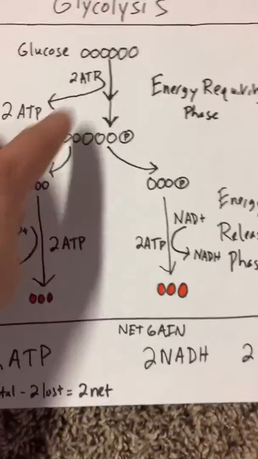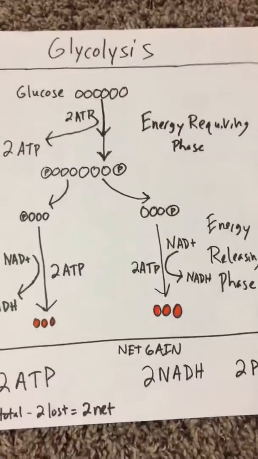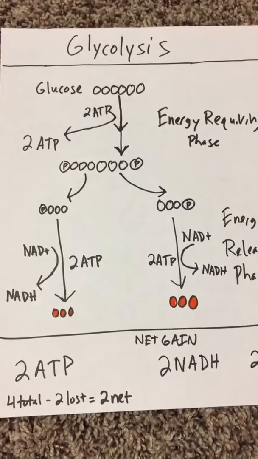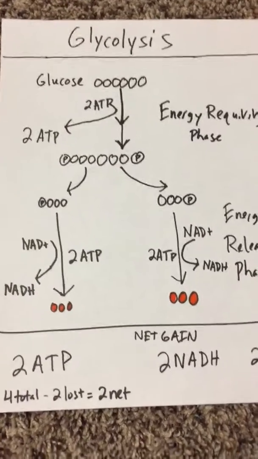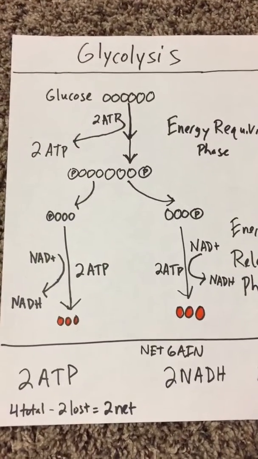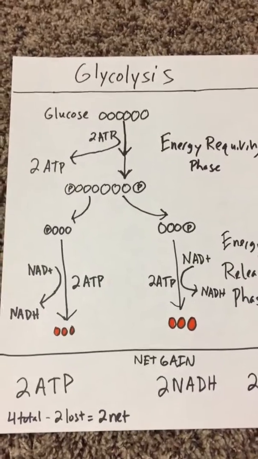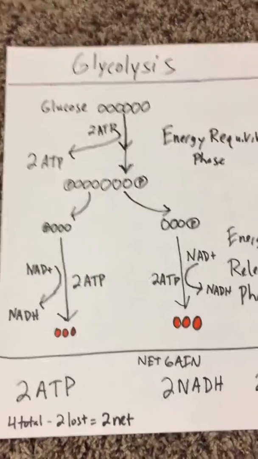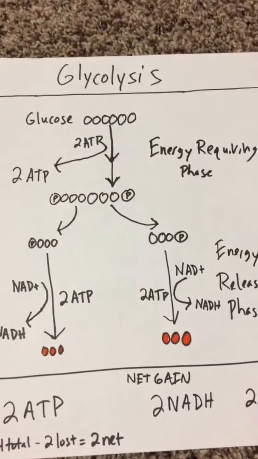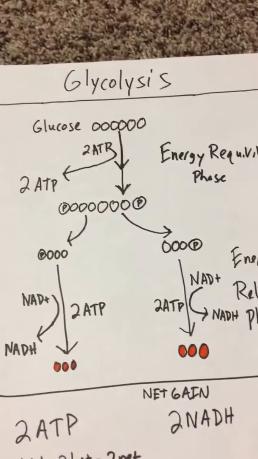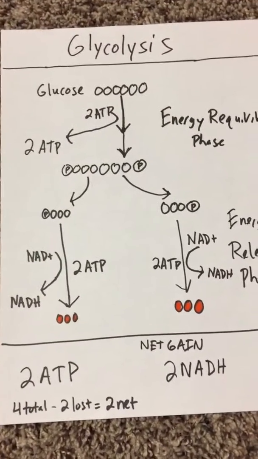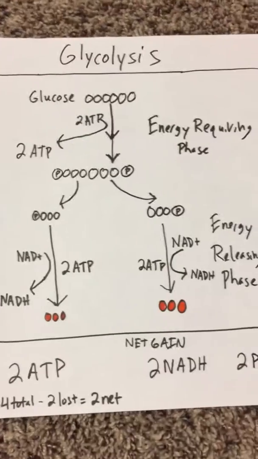Glucose, as you can see here, it's a 6-carbon molecule. And now it's going to be split into two 3-carbon molecules called pyruvates. As mentioned, this is the first step of cellular respiration, but glycolysis itself does not require oxygen. Anaerobic organisms, which don't use oxygen, can also use glycolysis.